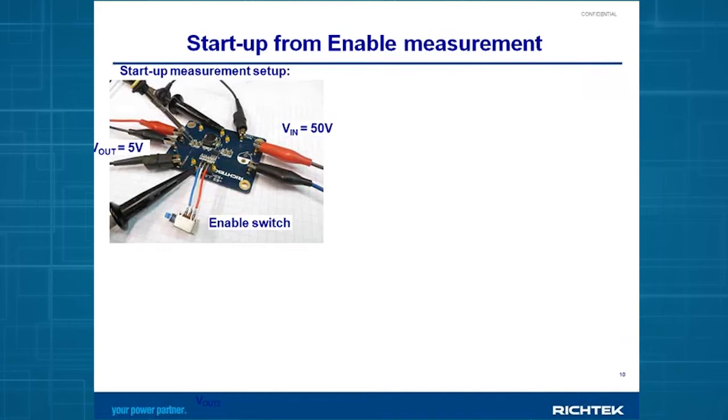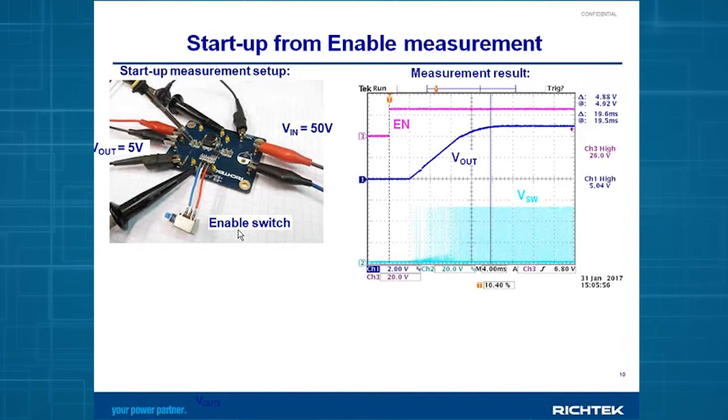Let's have a look at the enable pin. Now I will add an enable switch to the enable header, and you will see when you switch on the converter, the output voltage rises very gradually up to the final value of 5 volts. You can also see that the soft start time here is around 19 milliseconds, which is pretty close to our calculated value. And you can see that this is the converter switching frequency. In order to achieve this very nice, smooth startup, we actually gradually increase the switching frequency in order to make these very short duty cycles during the switch on time.